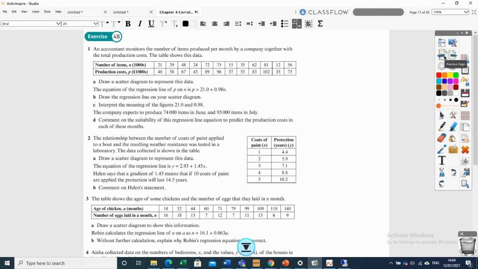Right, that's the end of the examples. So if you could now have a go at exercise 4B.